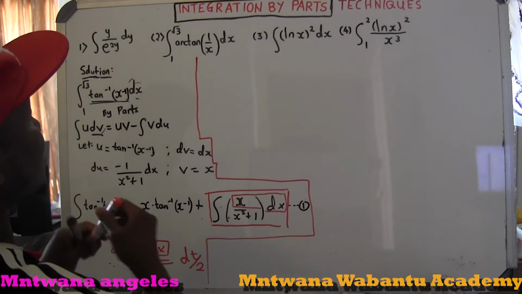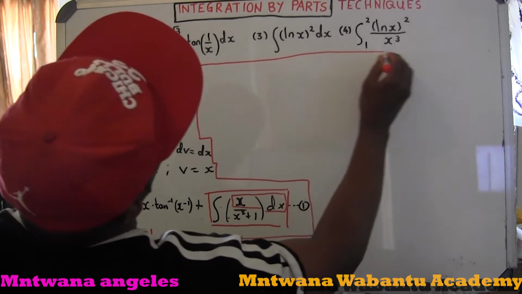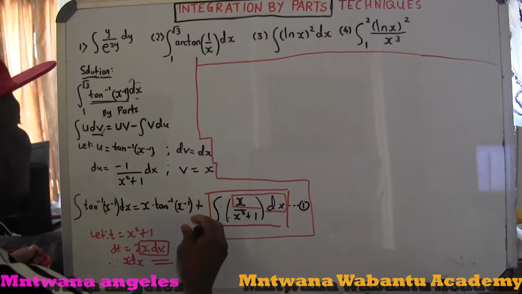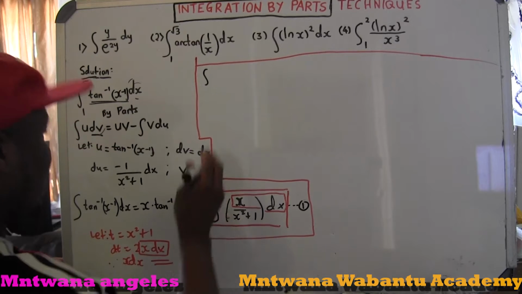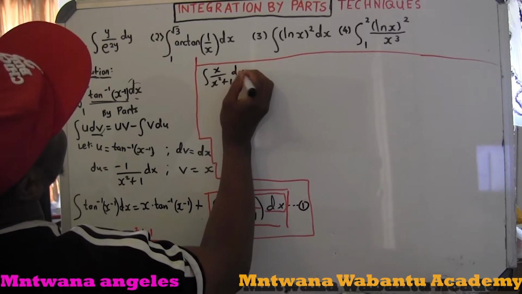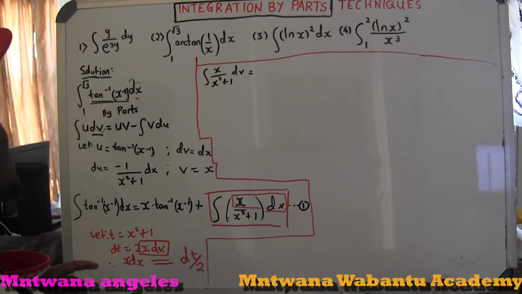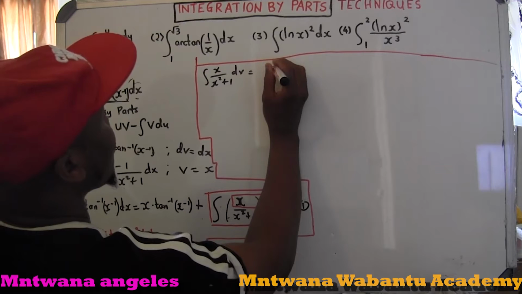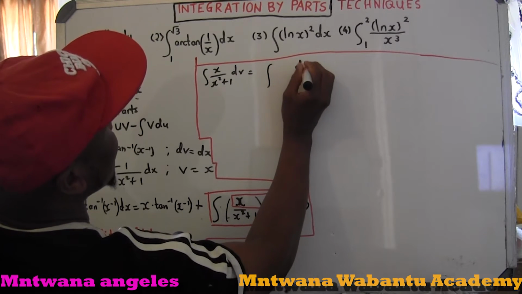Okay, let's do this. So these are the given questions here. These are our questions we need to finish. Okay, so just to show the separation, this integral, x over x squared plus 1 dx, became... what is x dx? x dx equals dt over 2. So the integral of x dx equals dt over 2.